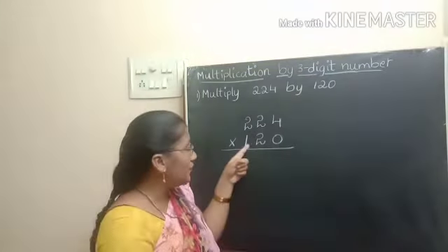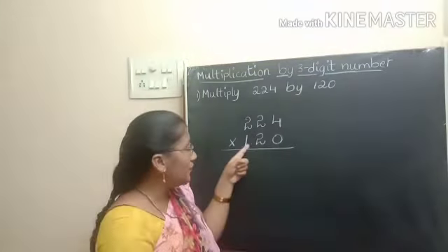To get the final result, we should add these 3 lines. Understood, children? Now we have to go to the addition part. Up to here, we are doing multiplication. After multiplication, we get 3 lines as a result. To get the final result, we are applying addition on these 3 lines. Is it clear? Now add these.